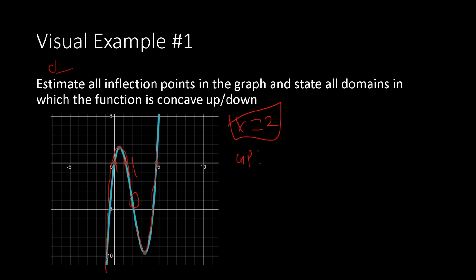So the function is concave up, not in this area, nothing to the left of our inflection point because this is all concave down. It's everything to the right. So we're going to start at 2 and we're going to go to infinity. And that's where we're concave up.